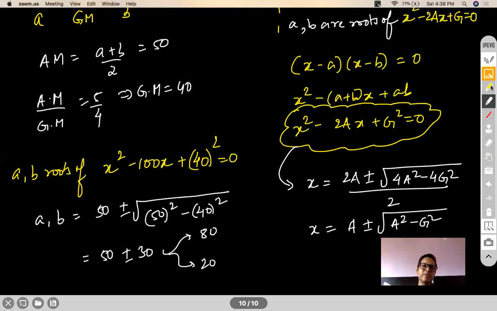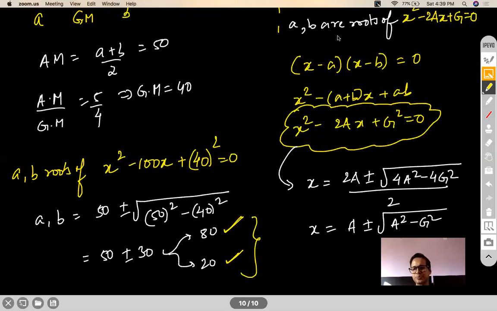So you don't know which one will be a, which one will be b. Any one of them can be a. So this could be a, or this could be b, or this could be b, this could be a. So your a and b, the numbers, are 80 and 20 or 20 and 80, doesn't make a difference. Answer will be the same.